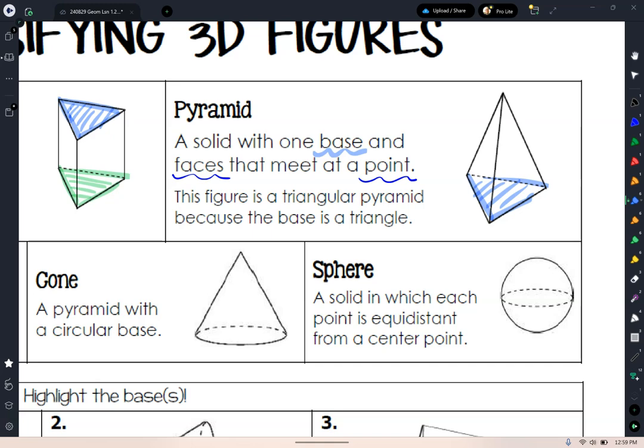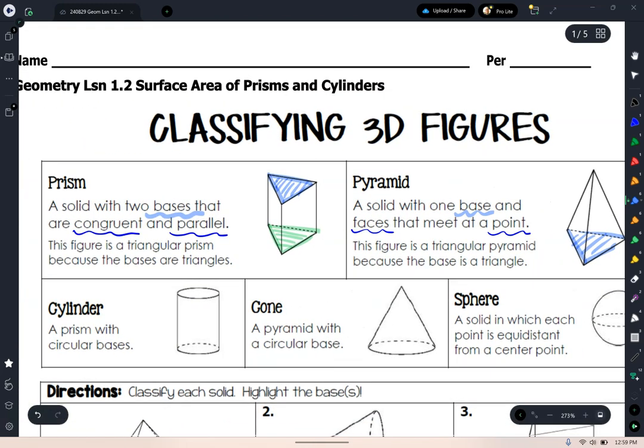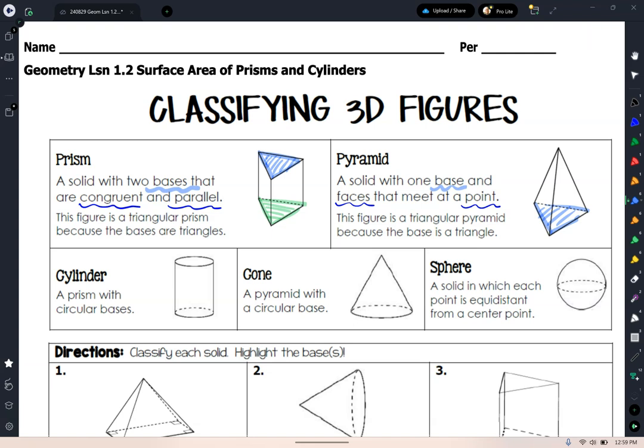Now, when we name these shapes, it's kind of like a first name and a last name. The last name is the classification they fit into, and the first name is the shape of the base. So in both of these cases, we have triangular bases, right? But because we have two of them, we call this a triangular prism, whereas this one is called a triangular pyramid. First name, last name. The first name is the shape that is the base. The last name is the classification that it fits into. Okay? Triangular pyramid, triangular prism. We can have squares and rectangles and pentagons and all that stuff, all right?